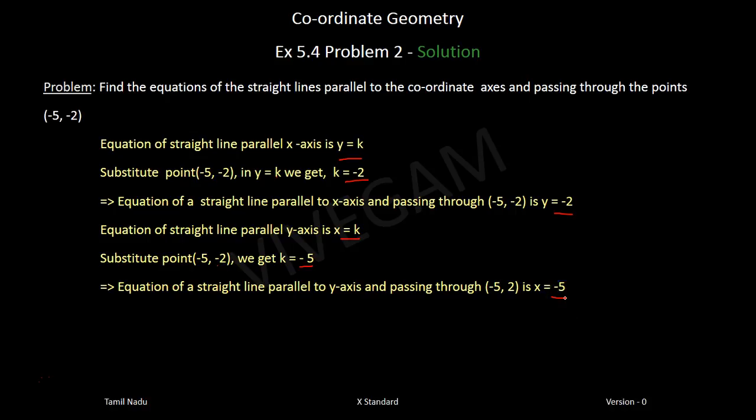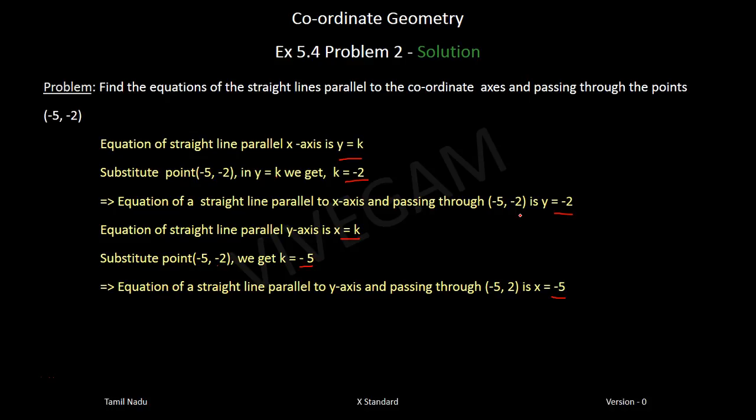Thus the two straight lines are y equal to -2 and x equal to -5, which are parallel to the coordinate axis and pass through the point -5, -2. Okay, the key point is that any line parallel to the x-axis is y equal to k, and k is a constant which you need to calculate.